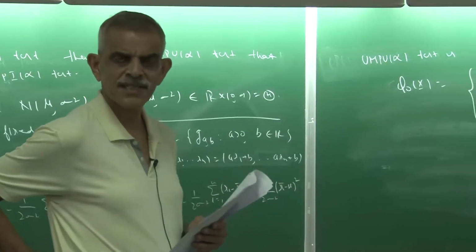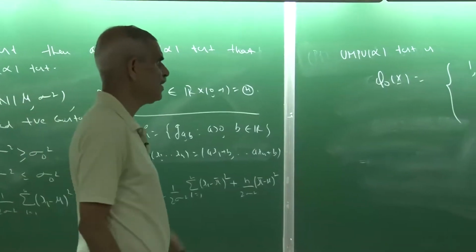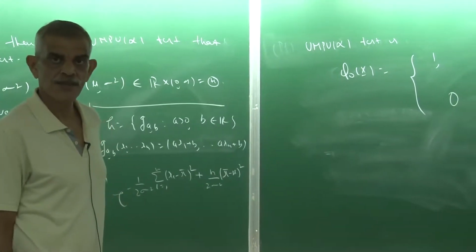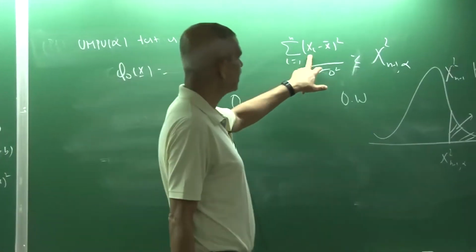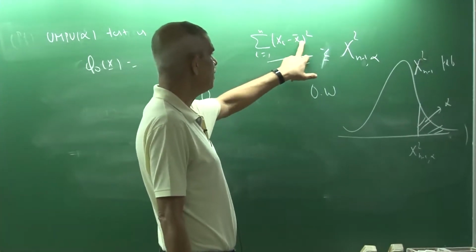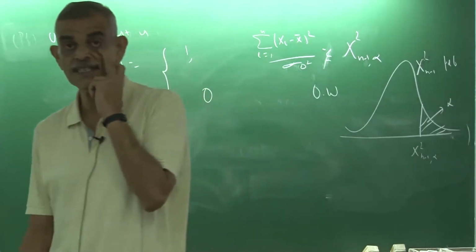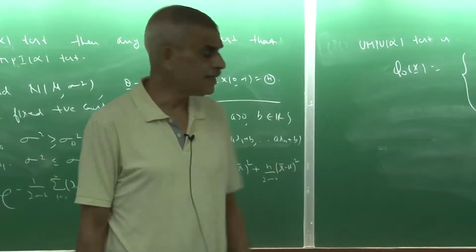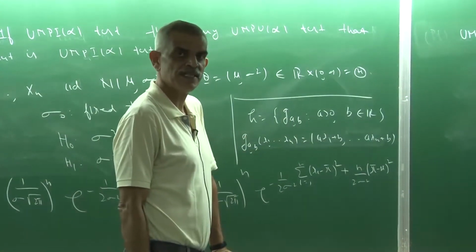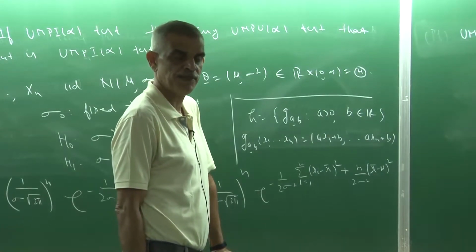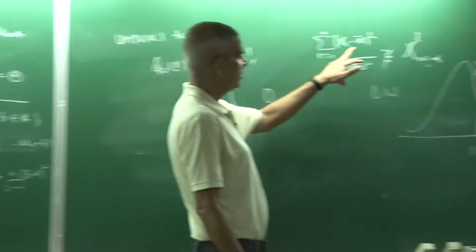Is this test invariant? For this to be invariant, phi naught of (a x1 plus b, a x2 plus b, ..., a xn plus b) should have been same as phi of (x1, x2, ..., xn). But when I apply a x1 plus b, a x2 plus b, ..., a xn plus b, b gets cancelled, a comes outside. So it looks like this is not invariant under a x plus b. Is it invariant if I take a to be 1? That is also a group of transformations. Is it invariant under x1 plus b, x2 plus b, ..., xn plus b? The answer is it would be invariant under that.